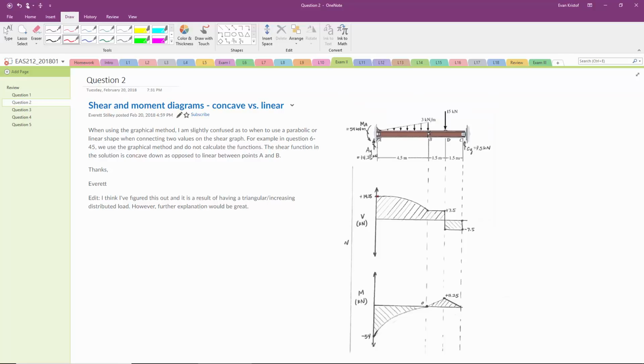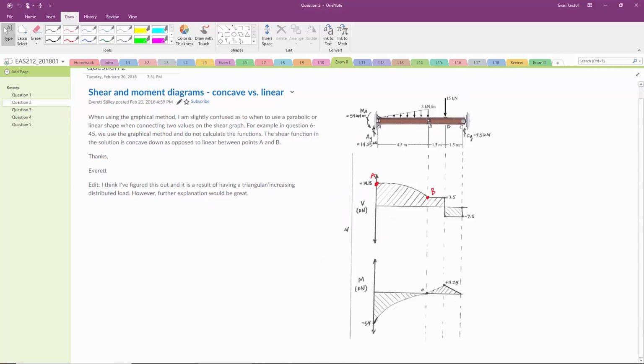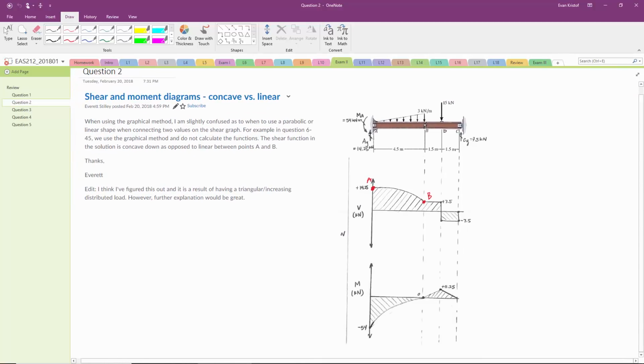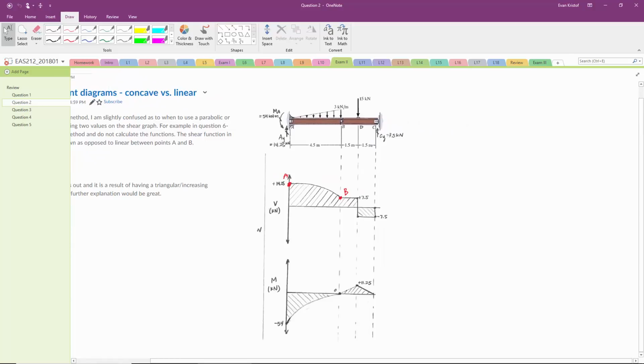So what Everett's talking about is this point here, A, and this point here, B. The question is, why is it parabolic and specifically concave down as opposed to linear? I think we get a note from Everett that he figured it out because of the triangular increasing distributed load, and he's got it exactly right. There are two different things that you could do. One is that you can always figure out what the equation of the shear is between A and B, and then based off Calc 1, Calc 2, you can figure out if it is concave up or concave down.